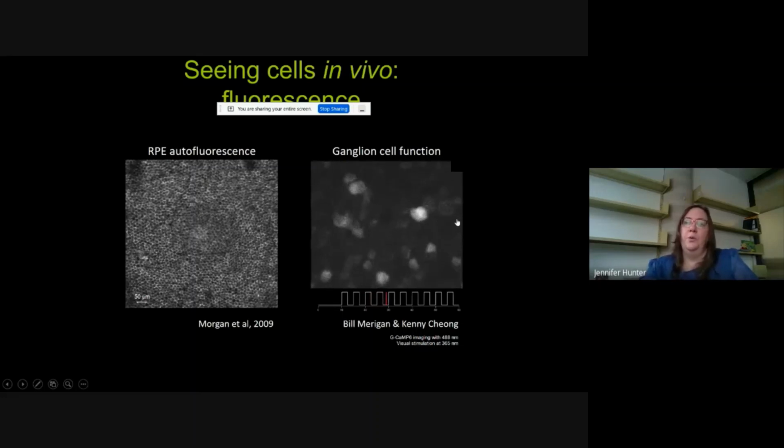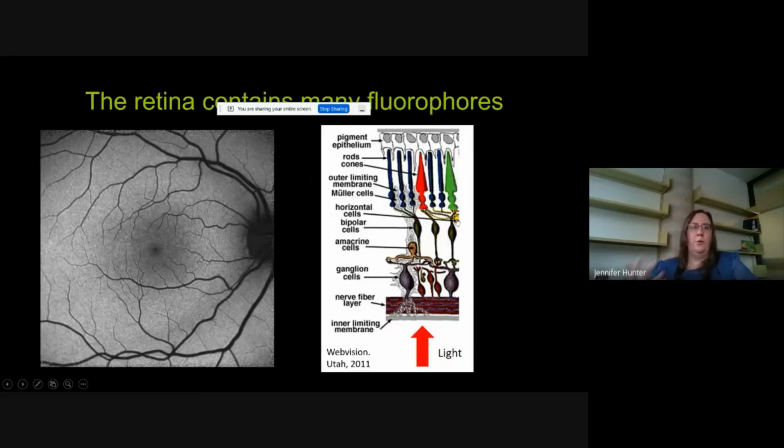And so we started looking at what molecules within the retina are fluorescent. And we think about fluorescence often in terms of a clinical type of image, autofluorescence, blue autofluorescence, infrared autofluorescence. And those tend to come from the RPE layer with melanin and lipofuscin located predominantly within the RPE. But there's a whole host of other fluorophores throughout the retina.